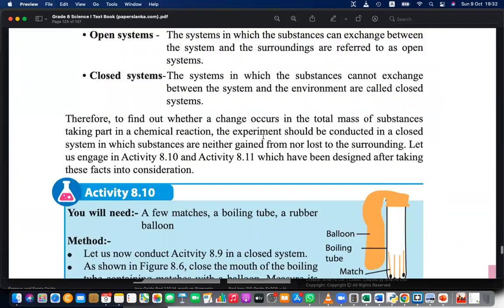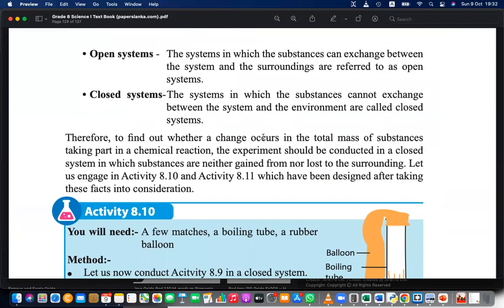So what are open systems and closed systems? Open systems are systems which can react with the surroundings, and that is not a good experimental setup to decide the law of conservation of mass. So therefore we are going to use closed environments. In closed environments, substances cannot be exchanged between the system and the environment. Those are called closed environments.